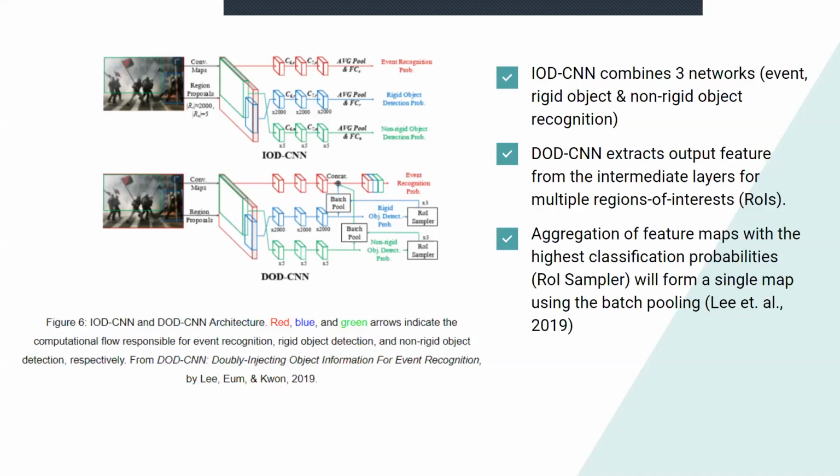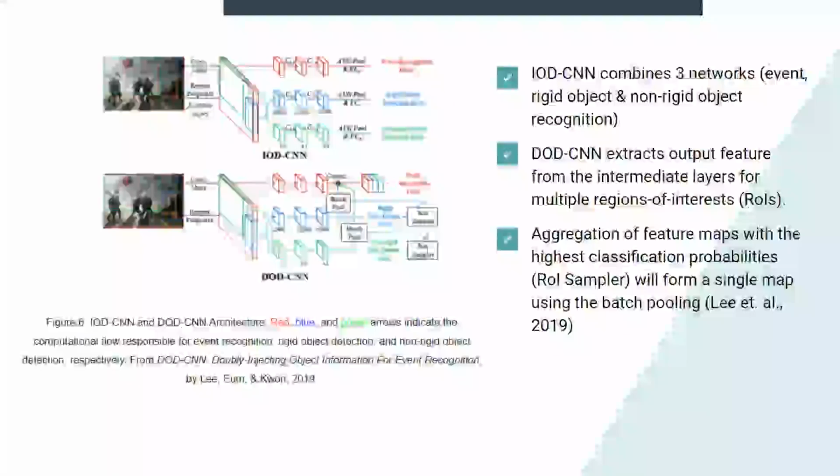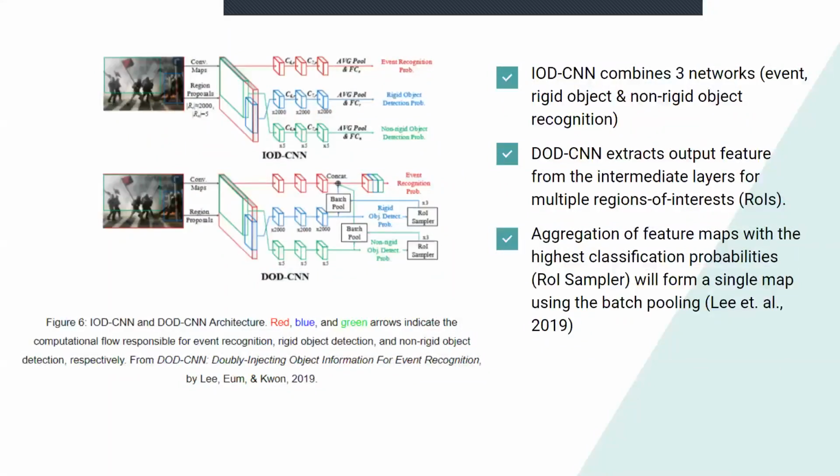Integrating a number of feature maps with the classification probabilities, the ROI sampler will form a single map using batch pooling. Sharing certain weights among detection approaches may boost the result of the detection. In this situation, object recognition has boosted the result for event recognition, and by sharing weights among those architectures, it will boost the accuracy even more. As we know, weights are important in training CNN to perform a more precise output. DoD CNN clearly proves that weights do play a big role in CNN architecture.